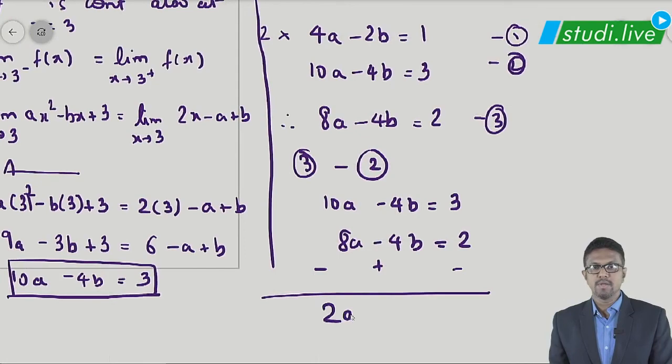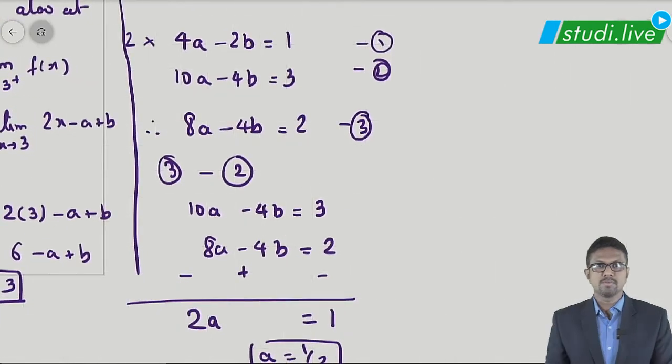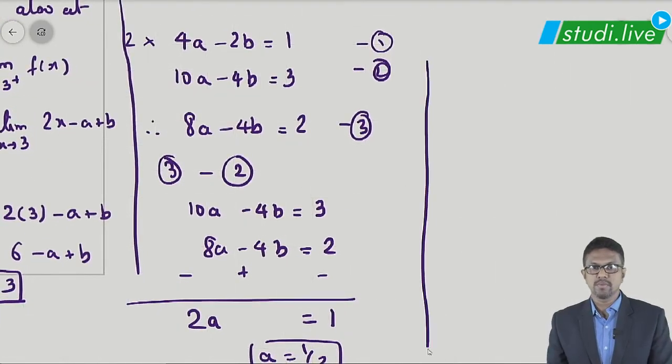So 10 minus 8, 2a is equal to 1. So what is the value of a? It is 1 by 2. So since I have found the value of a, let us substitute in this first equation.